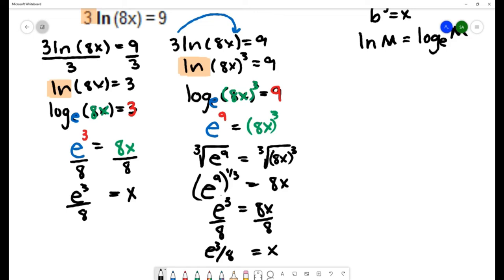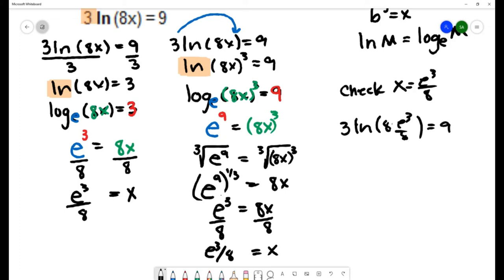And I want to check to make sure that this is in the domain. So we're checking to see if e cubed over 8 is in the domain. So we substitute that in. We get natural log of 8 times e cubed over 8. And that equals 9. The 8's cancel. And so inside the log, we have e cubed. And this is a positive number. e is approximately 2.718. And if we take a positive number and raise it to the third power, it will still be positive. So e cubed over 8 is in the domain of this logarithmic expression. So that is our solution, e cubed over 8.